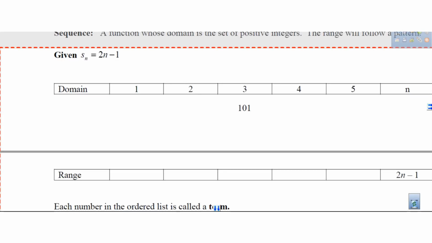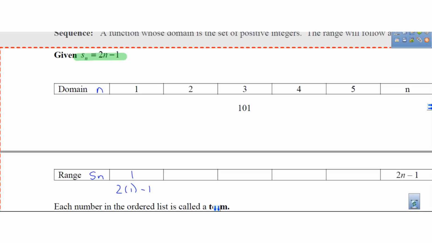They give you a formula. S sub n is 2n minus 1. They want you to find the domain and the range. Well, the domain, those are the n values. The range is what you get, which is your S of n value. So if your formula is 2n minus 1 and n is 1, then it's just going to be 2 times 1 minus 1. Literally, all I do is put that 1 into the formula.